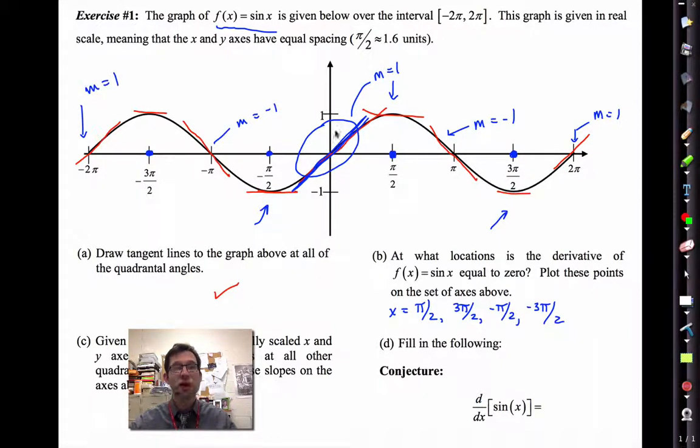So let's plot those slopes. Plot a slope of 1, a slope of 0. Here I'll plot a slope of negative 1, then I have a slope of 0. Now I'll plot a slope of 1. Again, plotting a slope of negative 1, a slope of 0, and a slope of 1. So all of those points are now outputs of the derivative of sine x. So we could now connect these with a smooth curve.